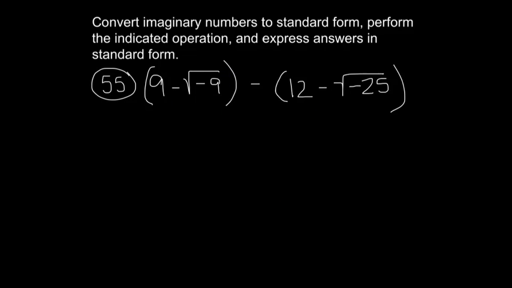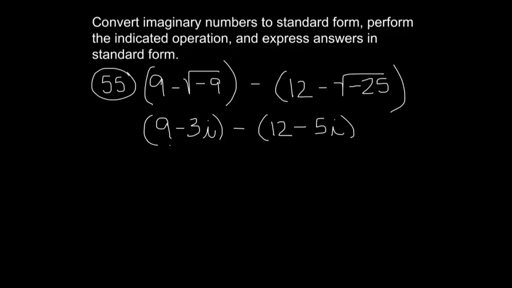With the next one, same idea. I just want to rewrite this using those imaginaries, simplifying those imaginaries. I have the 9 minus. The square root of 9 is 3, so the square root of negative 9 is 3i. Minus 12 minus the square root of negative 25. Well, 12 is 12. Minus the square root of positive 25 is positive 5, so the square root of negative 25 is just 5i.